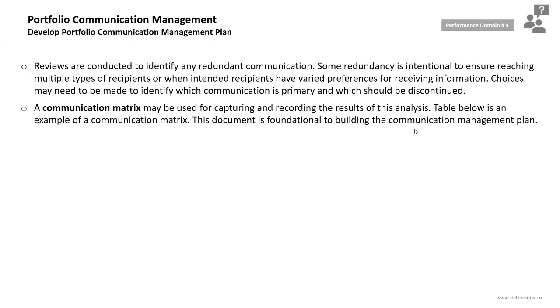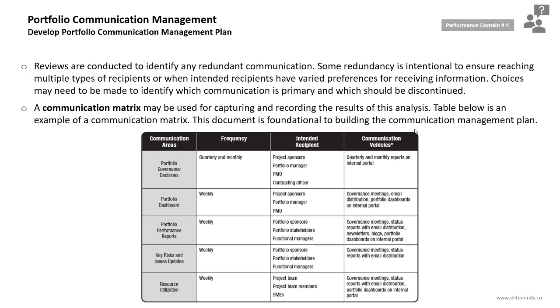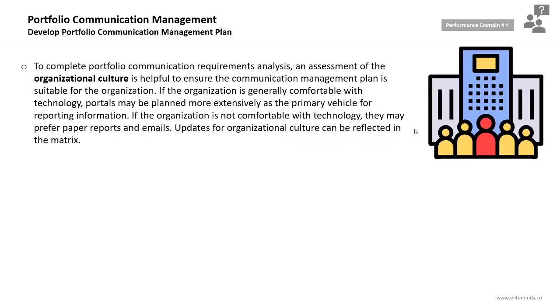A communication matrix might be used also for capturing and recording the results of the communication requirements analysis. The table below is an example of this matrix showing the communication areas, about what the information will be, like the portfolio governance decisions, portfolio dashboard, portfolio performance reports, key risks and issues updates, and resources utilization. The other columns include the frequency of communication, like weekly or monthly or quarterly, who are the intended recipients, and what will be the communication vehicles we are going to use. You will have such a matrix by conducting the communication requirements analysis.